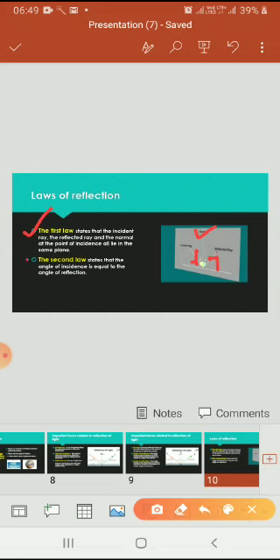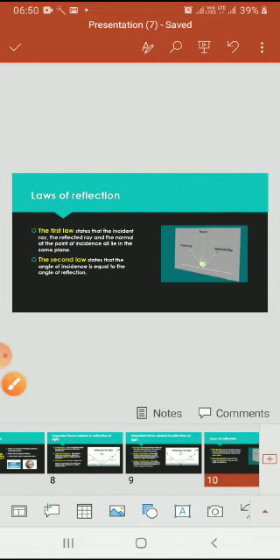Then the second law. The second law states that the angle of incidence is equal to the angle of reflection. That means if the angle of incidence is 50 degrees, the angle of reflection must be 50 degrees. Both are equal to each other.